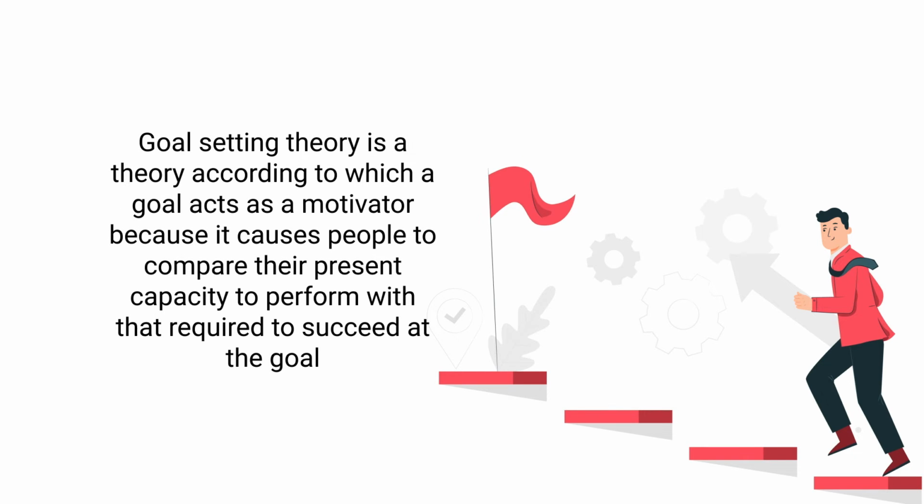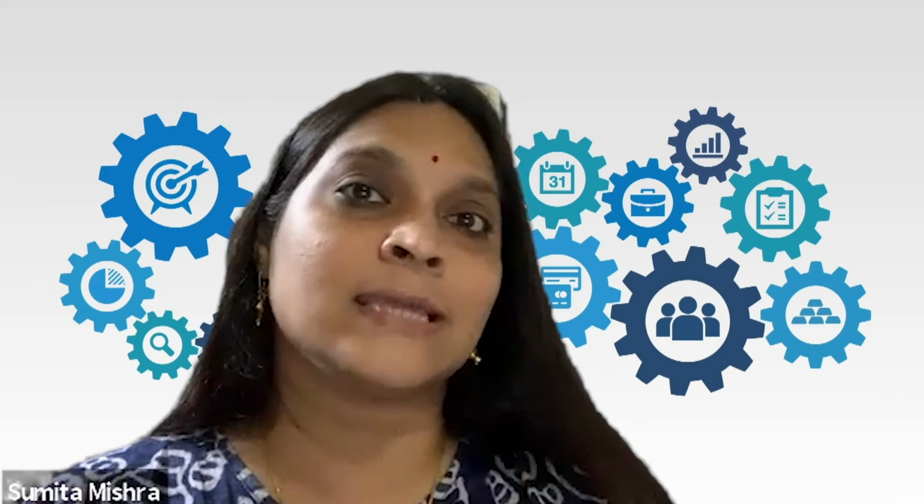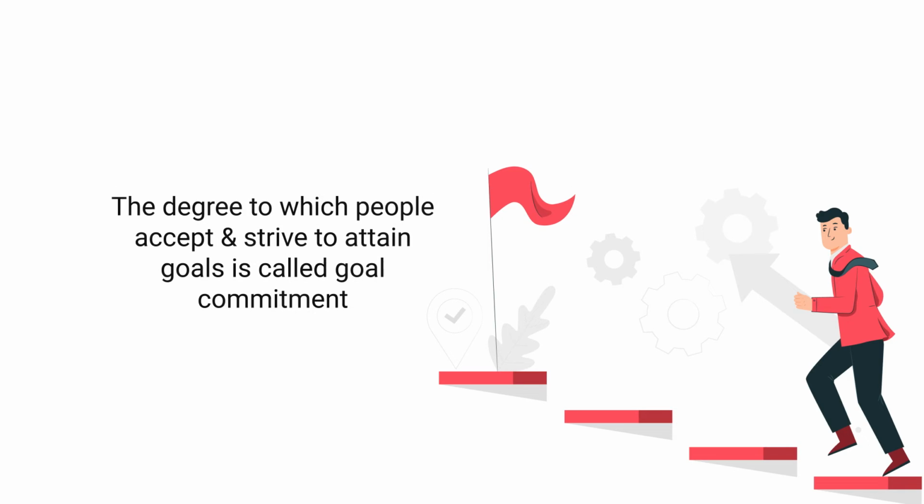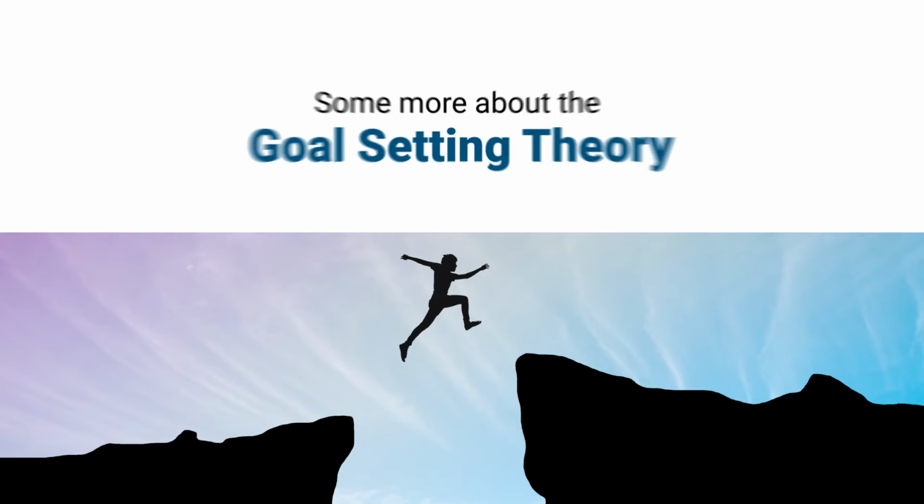Goal setting theory is a theory according to which a goal acts as a motivator because it causes people to compare their present capacity to perform with that which is required to succeed at the goal. So what is my present ability and what do I require to perform the goals? What is the gap between the two? Is there a gap? And if there is a gap, how do I bridge that gap? Now, the degree to which people accept and strive to attain goals is called goal commitment. So if I'm more committed towards a particular goal, then I'm more motivated in my job or in my task in an organization.